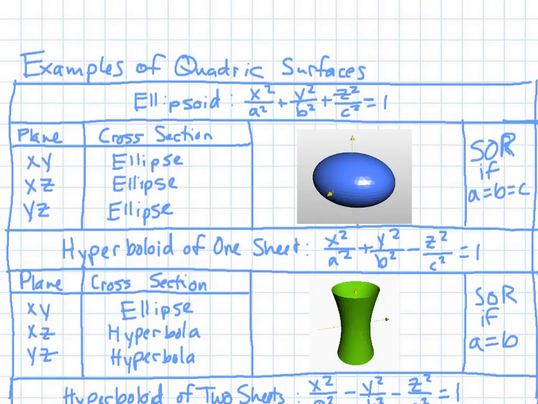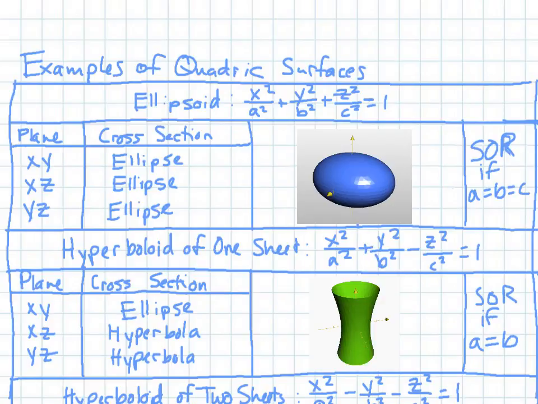So if A, B, and C in your equation for the ellipsoid are all the same, so that would make it a sphere, then that would make it a quadric surface, or a surface of revolution. But actually, when you do that, it makes it a surface of revolution on all your axes because it's a sphere. Okay, so that's just one possibility.